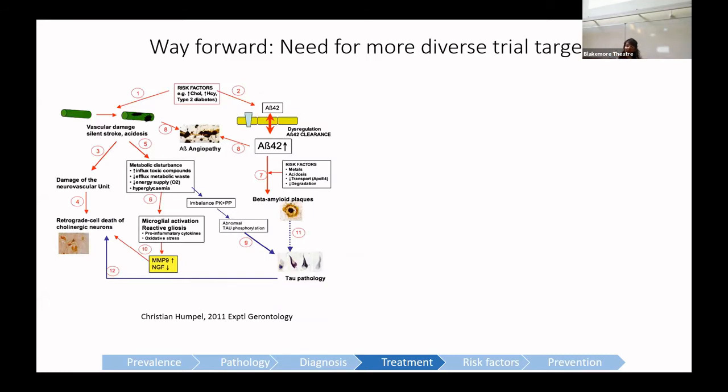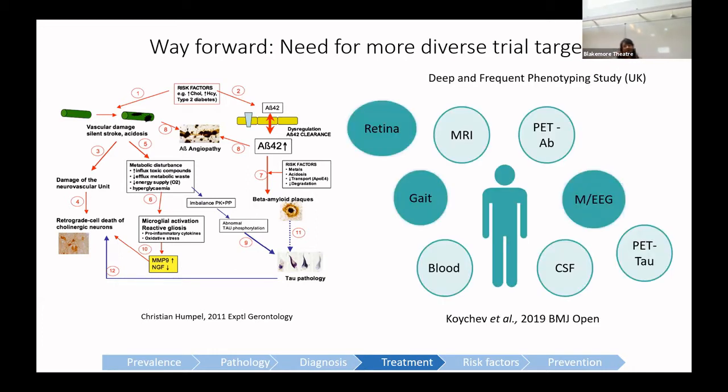So, thinking beyond amyloid. This here is just a really complex graph to show you what goes wrong in Alzheimer's disease and how you start from risk and end up with amyloid pathology. I'm not going to spend time talking about it, but what I want you to take away is that it is all very complex. There are feedback loops, it's not a linear cascade. Things happen that cause other things to happen, which then cause the first thing to happen with more effect, and so on. So there's a lot at stake. And so what are we doing in Oxford to try and diversify trial targets?